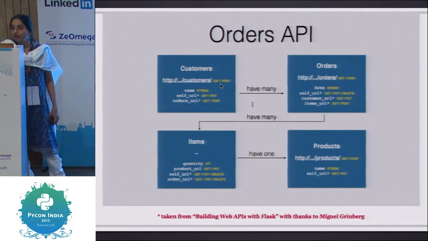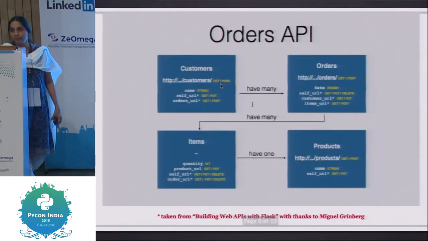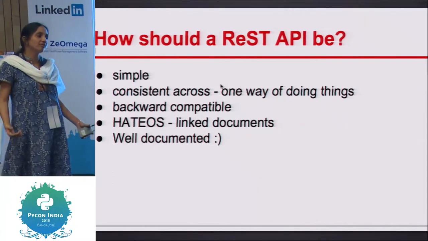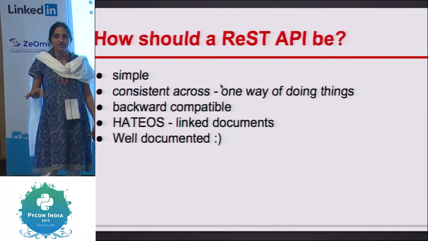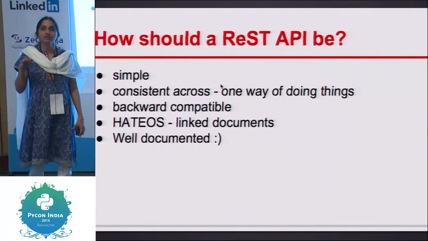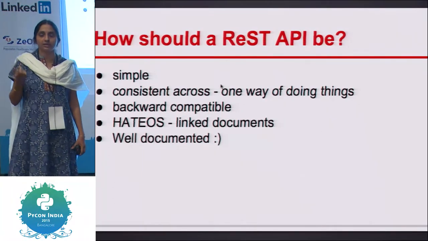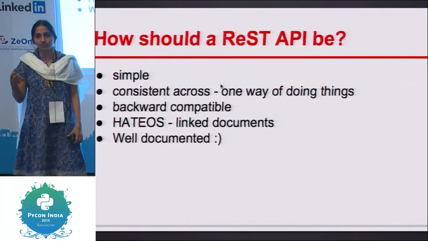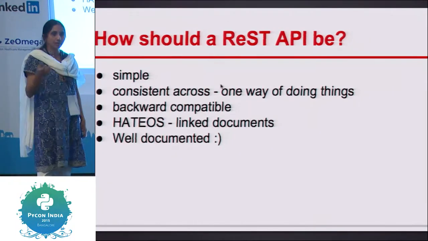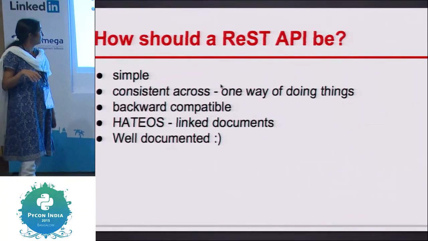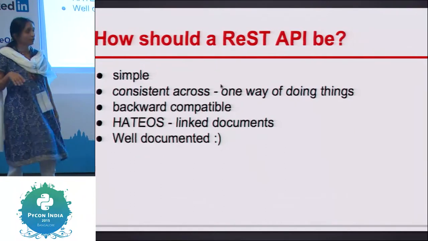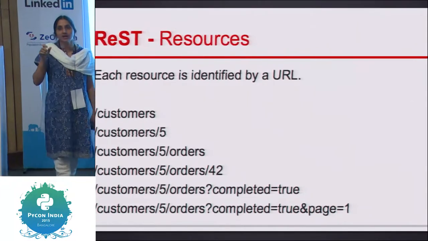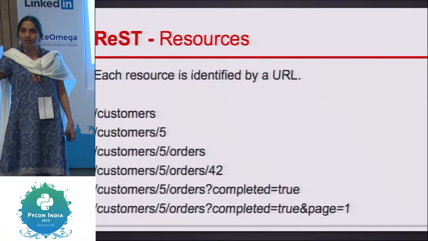Let's see how it behaves. Before going into the example, I want to just say how a REST API should be. It should be simple for us as humans to read and comprehend what it means. So JSON is a kind of default standard, or XML and HTML can also be used as the language between client and server, but JSON is the most predominant one, so that the developers also can read it. The APIs should be consistent across. What does it mean? When I say the URLs here, I don't say /customer at one place and /customers at another place.